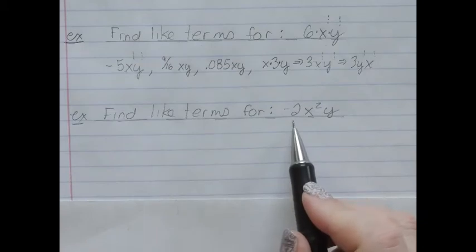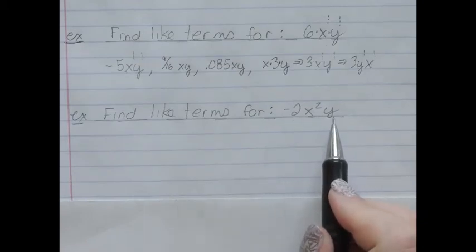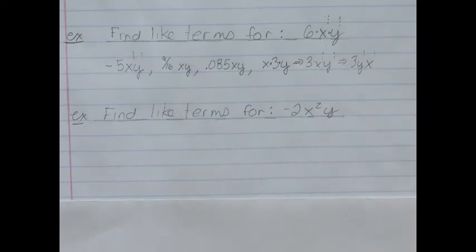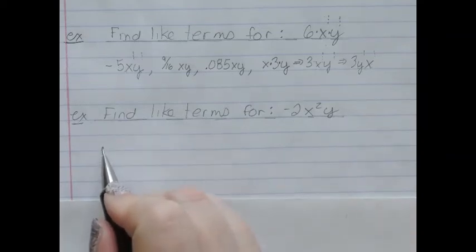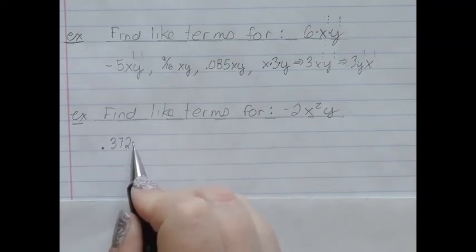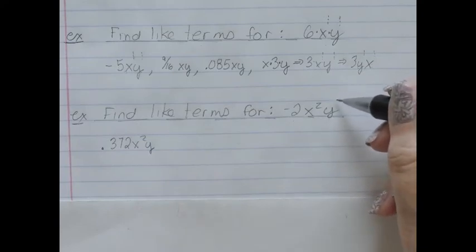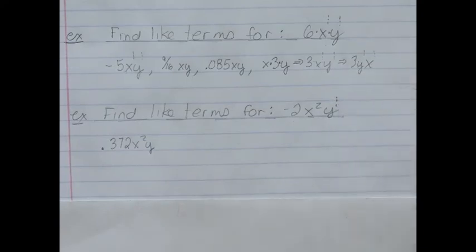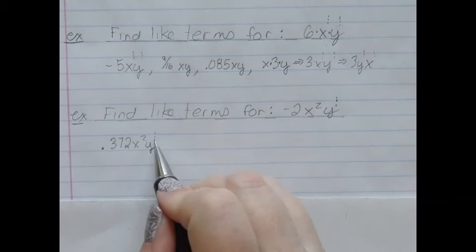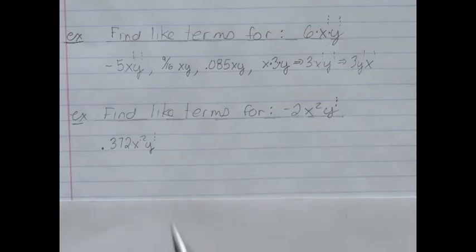Let's look at this one. We have negative 2x squared y. So what is a like term to this one? Hopefully you're getting the idea that you could do something like, I don't know, 0.372 x squared y. Now again, the y doesn't have an exponent on it, but it is understood it's a power of 1 if there is no power there. I have an x, power of 2, numbers in front, doesn't matter. It's all about the x squared y.